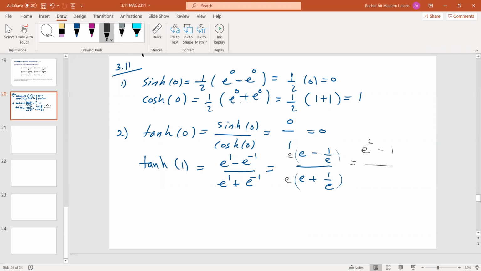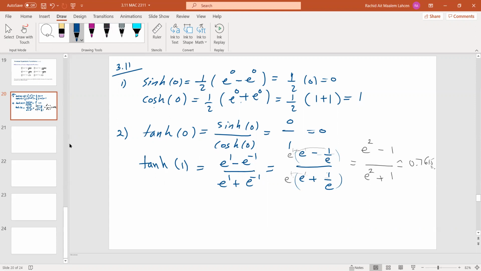So that will be 1 and 1 squared cancel, 1 and 1 squared cancel. And you can do this on a calculator, of course, and find 0.7615 and a few other numbers.